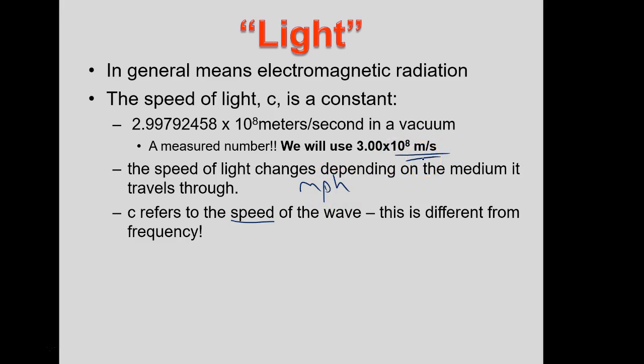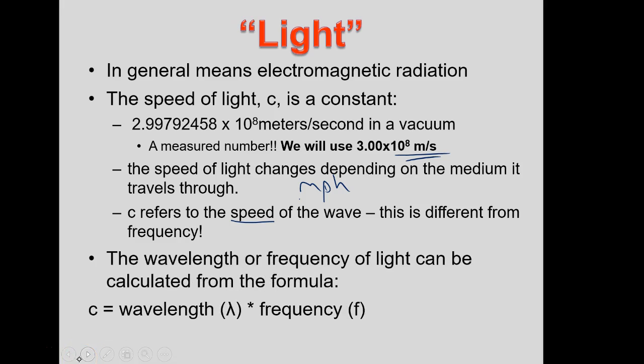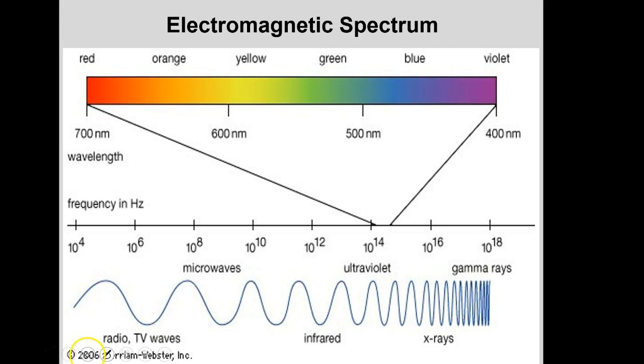It's different from frequency. Frequency is cycles per second. How many hills in a unit of time, as opposed to how much distance you travel in a unit of time. Okay. So wavelength or frequency can be calculated from the formula where C equals lambda times frequency. I use F to symbolize frequency, even though there's really a funny little shape for it, and I don't know how to make it very well. So C equals lambda F.